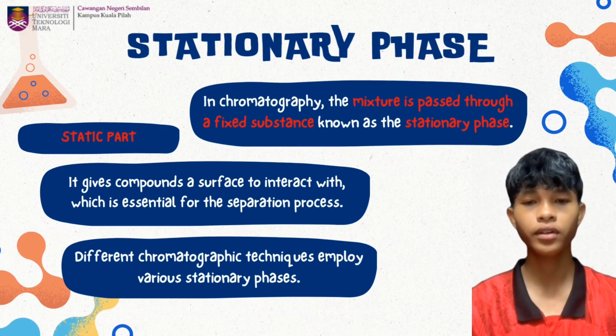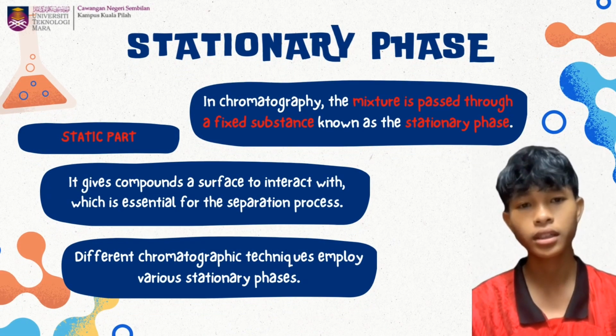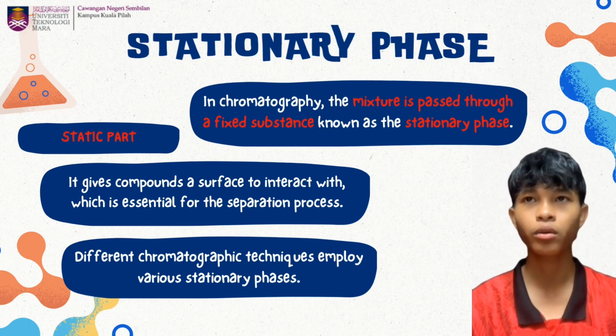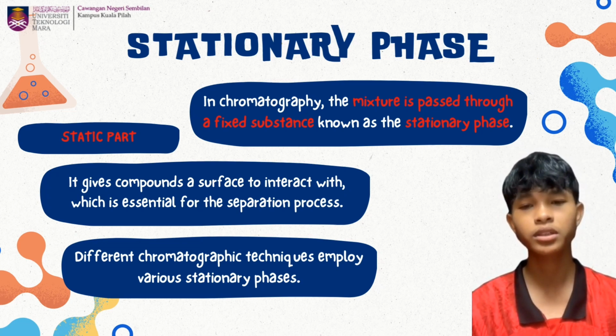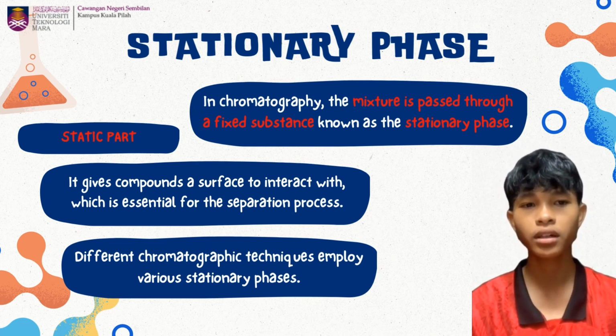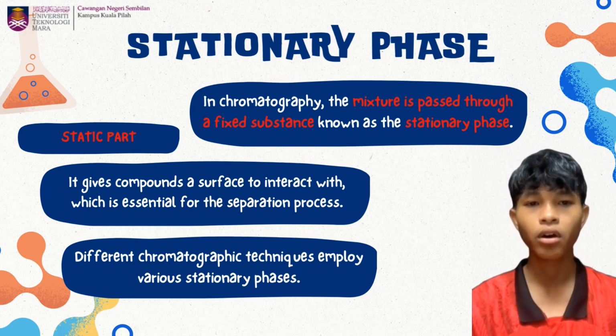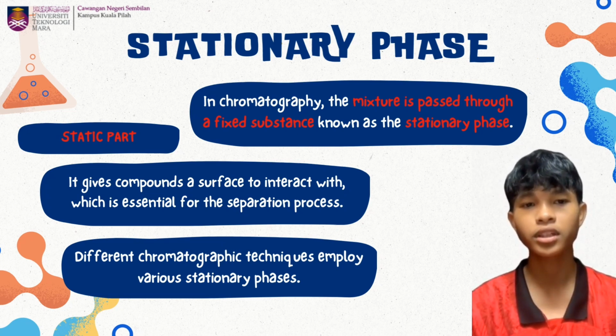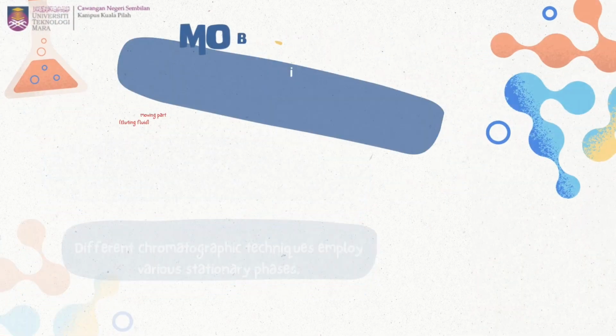Next is stationary phase. What is stationary phase? Stationary phase is a static part, or we can understand it as the part that doesn't move at all. In chromatography, the mixture is passed through a fixed substance known as the stationary phase. It gives compounds a surface to interact with, which is essential for the separation process. Different chromatographic techniques employ various stationary phases, so when you apply a different chromatographic technique, the stationary phase also can be different.